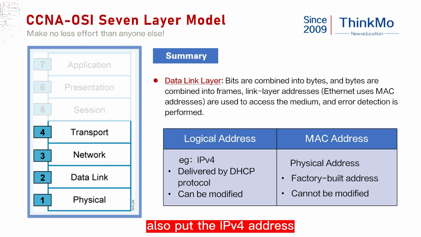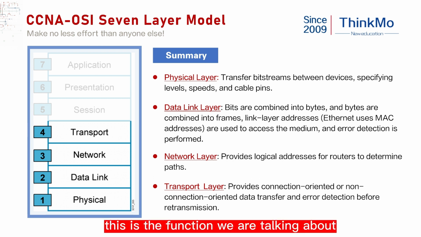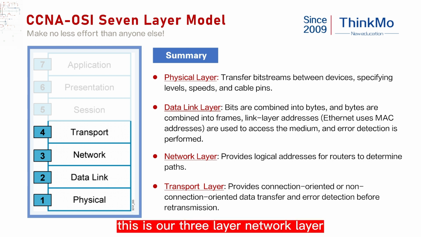Also the IPv4 address. The IP address is called a logical address, because this is what you can configure. Then it is used by the router to determine the path. This is the function we are talking about: routing via routing. This is our 3-layer network layer.